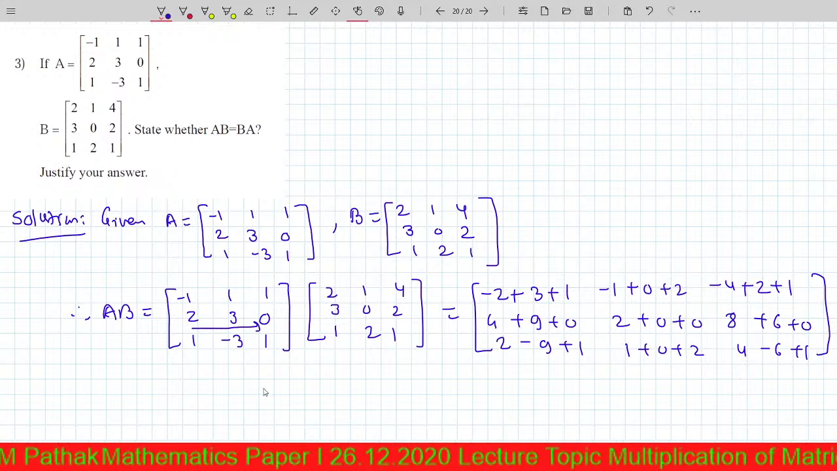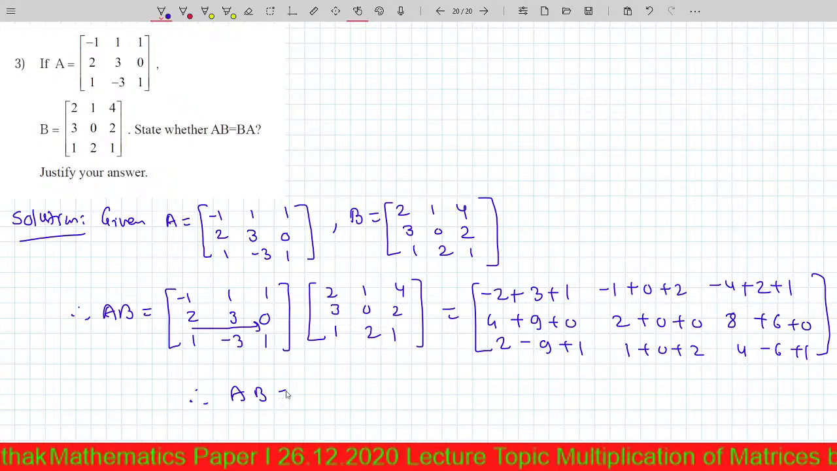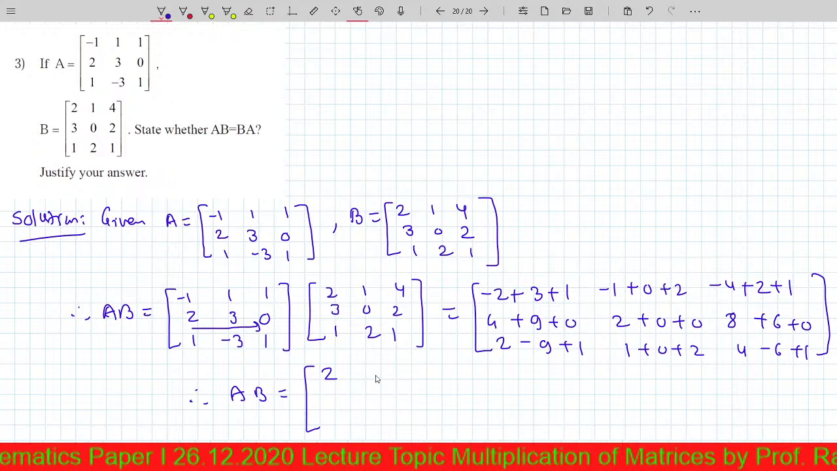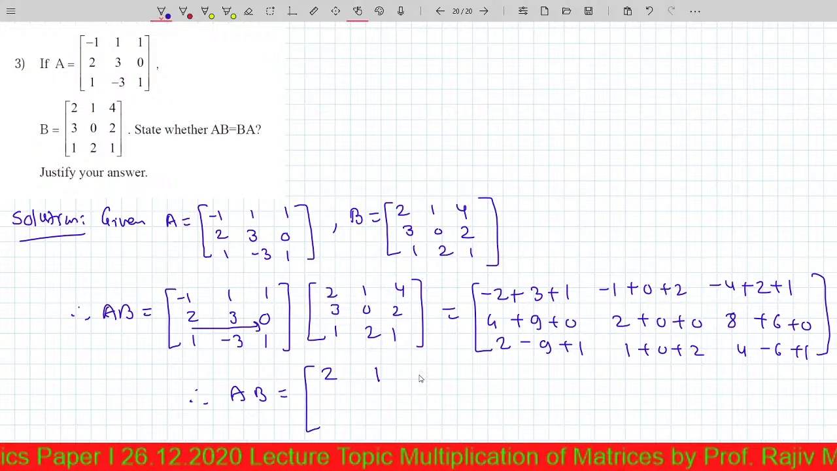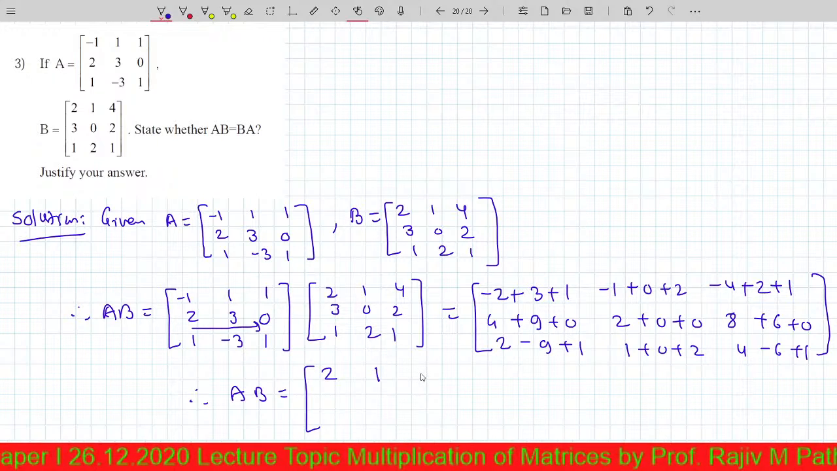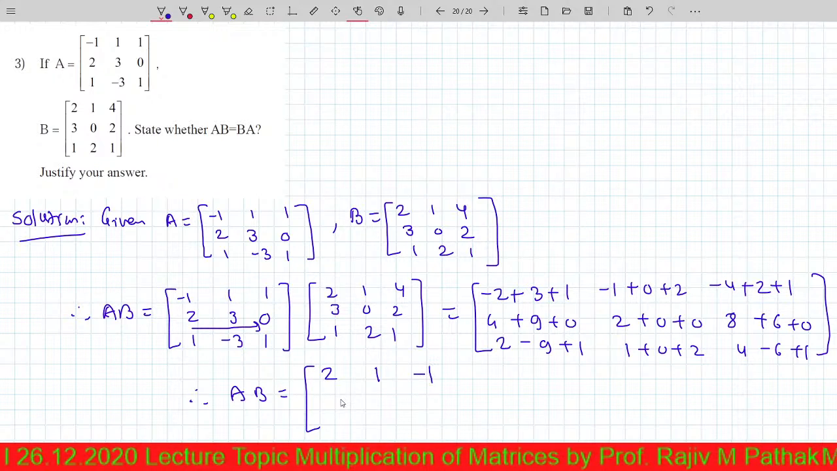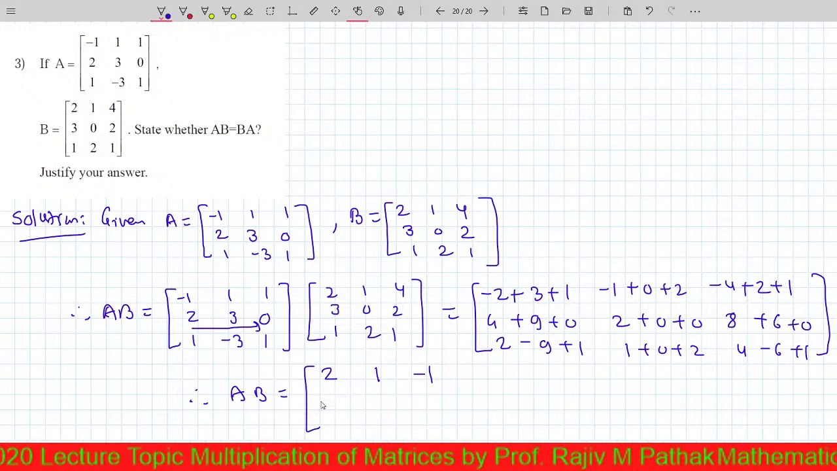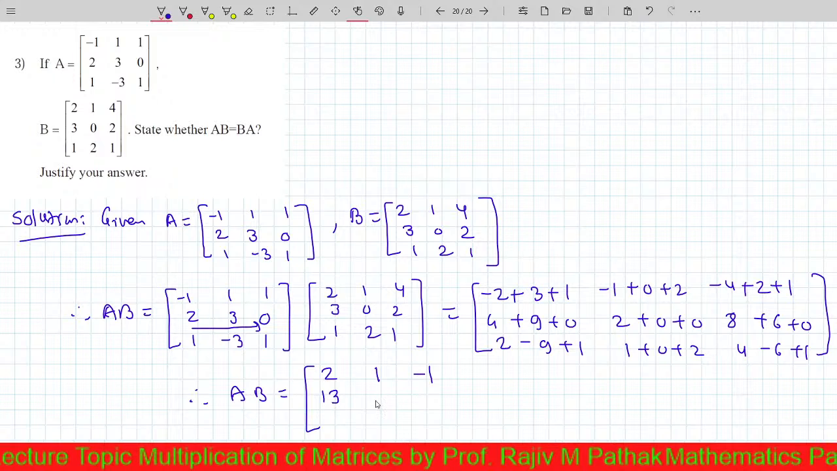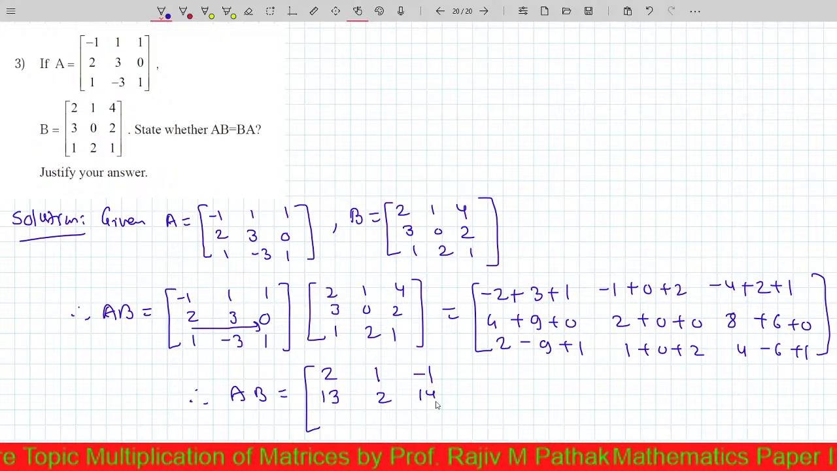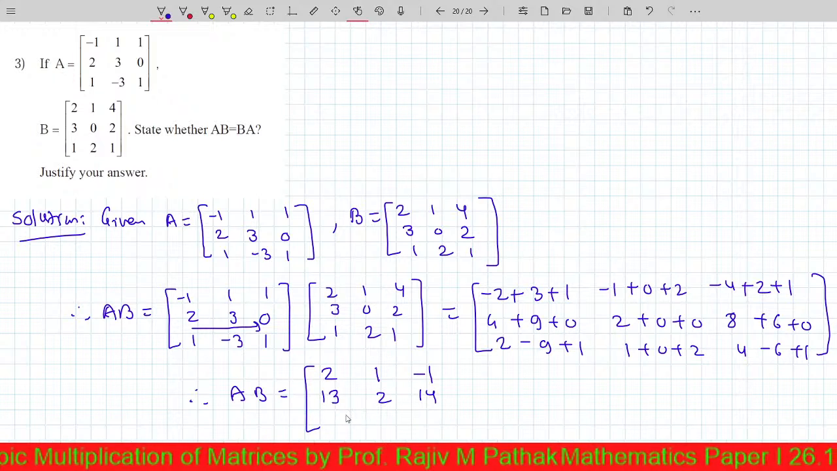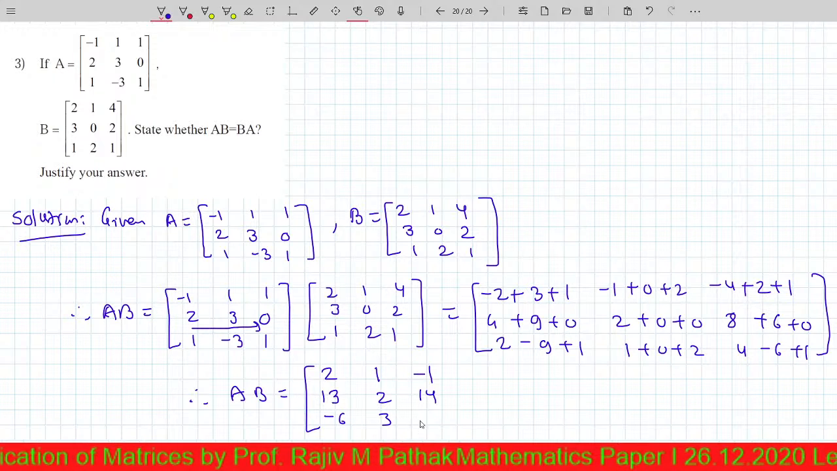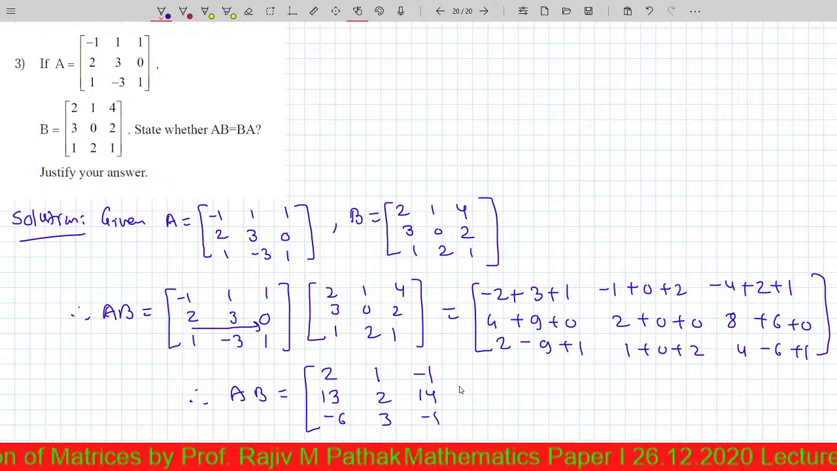Okay, now calculate. So AB is equal to 3 plus 1 is 4 minus 2 is 2, 1, minus 4 plus 2, so minus 4 plus 3 is minus 1. Okay, 4 minus 2 is 2, yes, it is okay. Then 4 plus 9 is 13, 2 is 14, 2 plus 1 is 3 minus 9 is minus 6. Please calculate this carefully. 1 plus 4 is 5, minus 6 is minus 1. So this is your AB.